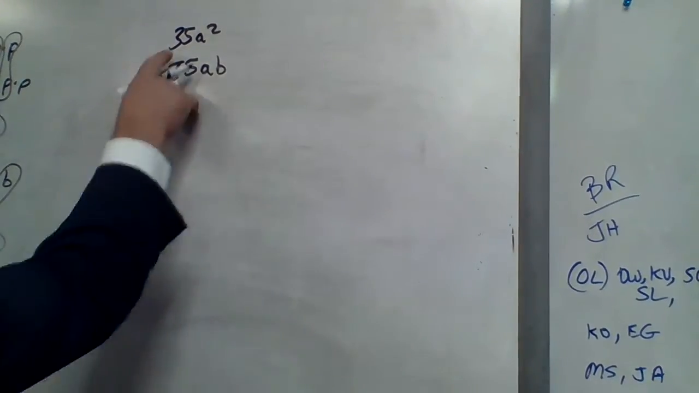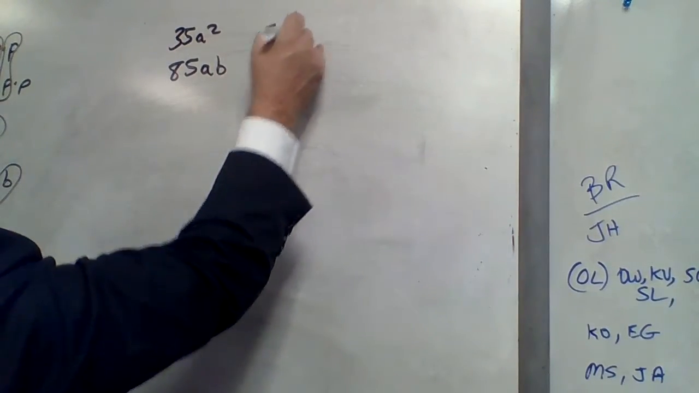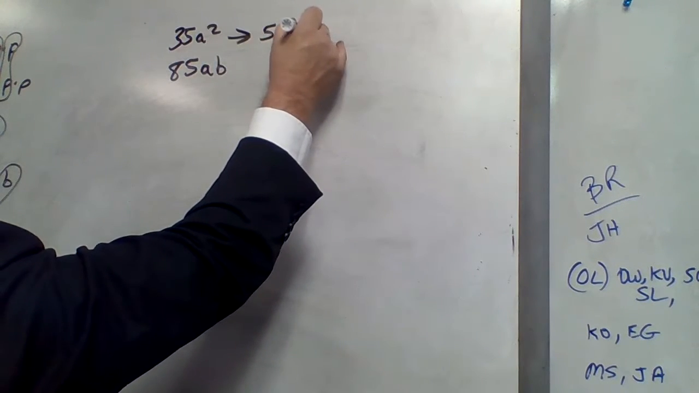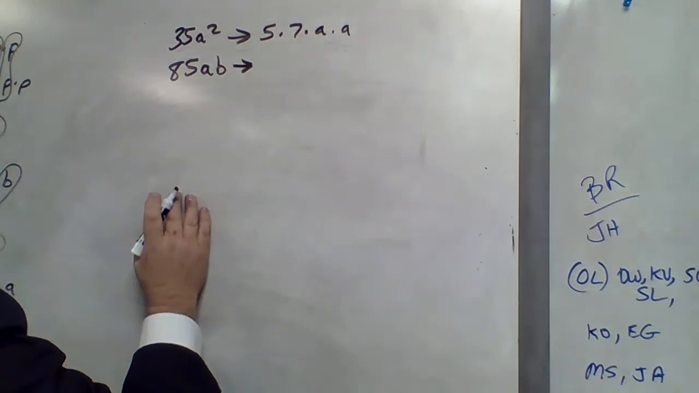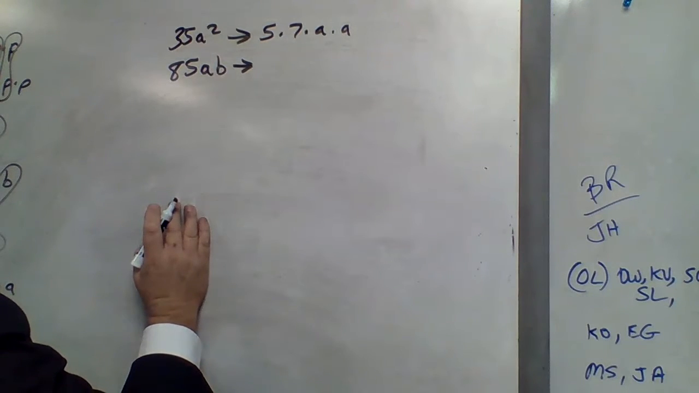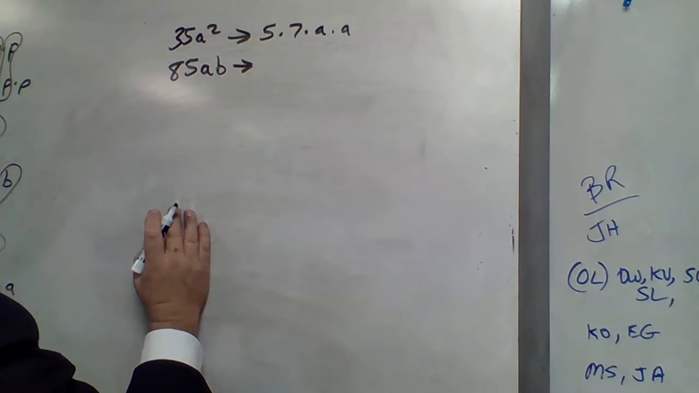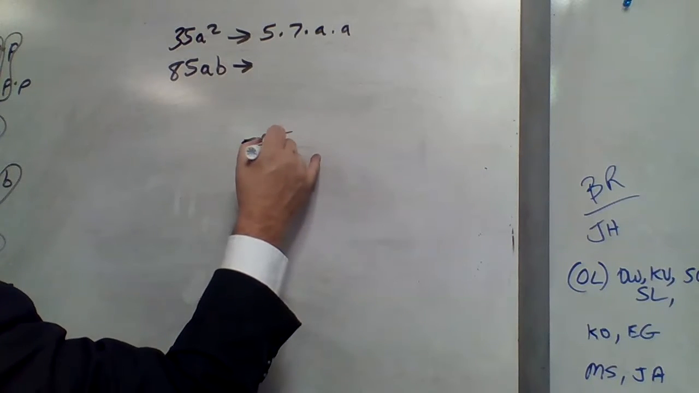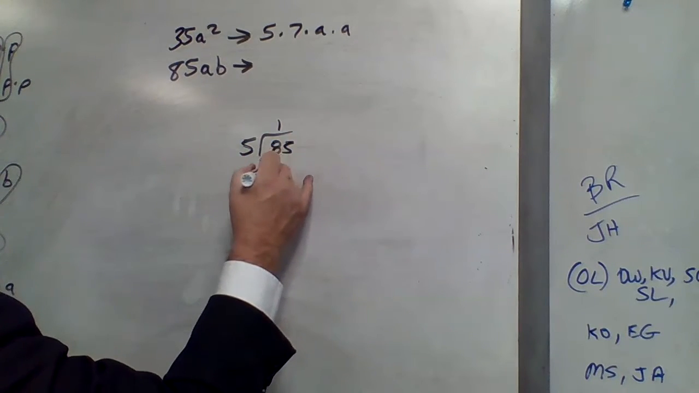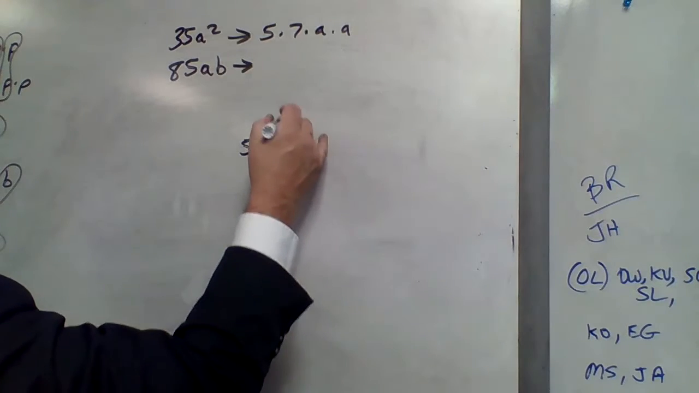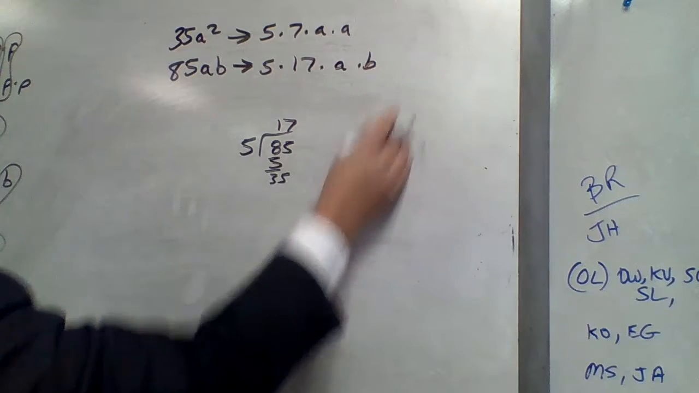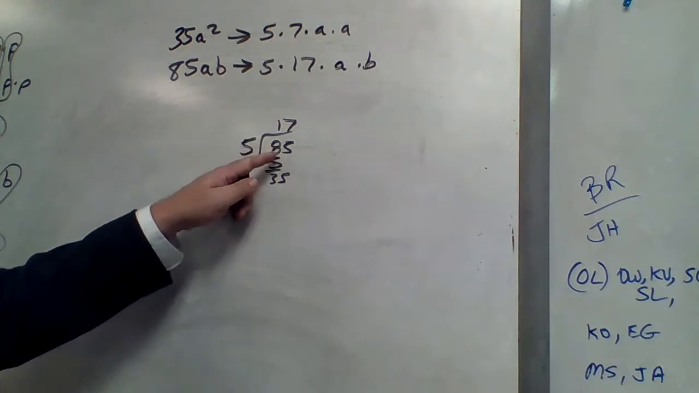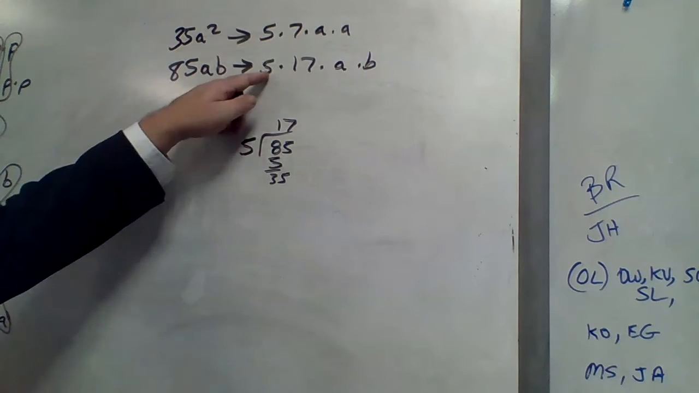How about this one up here? 35 is really 5 times 7. And then it would be times the a and times the a. 85, oh yeah, what in the world is 85? 85, I don't know. I know it's divisible by 5 though. So let's do the math work and see what happens. Oh, it's 17. So this is 5 times 17 times a times b. Okay? 17 times 5 is 85. These are both prime numbers.